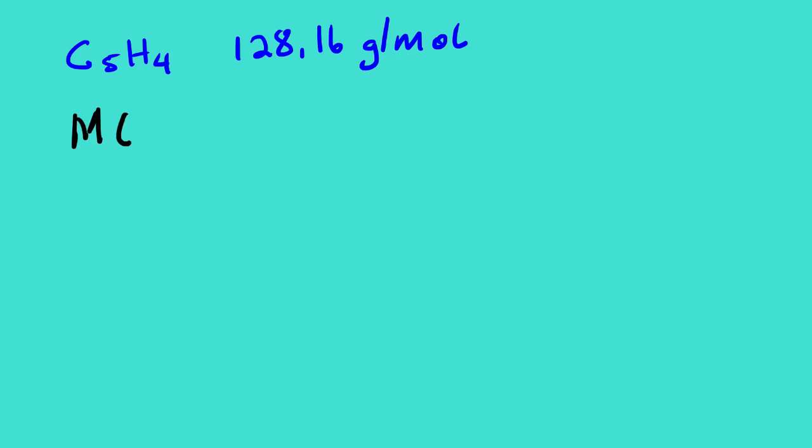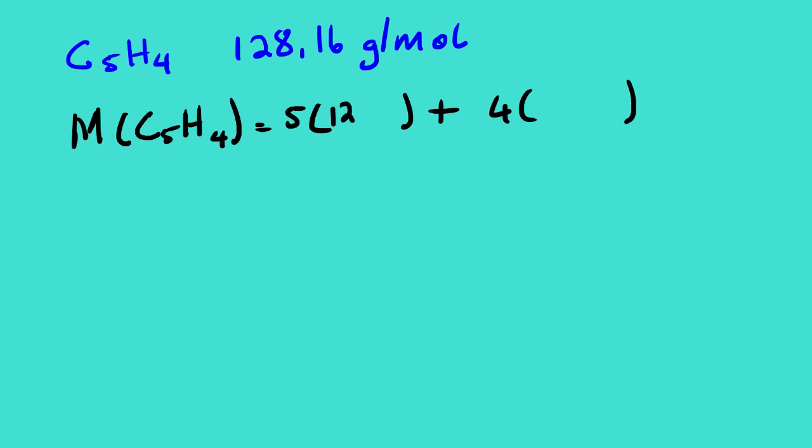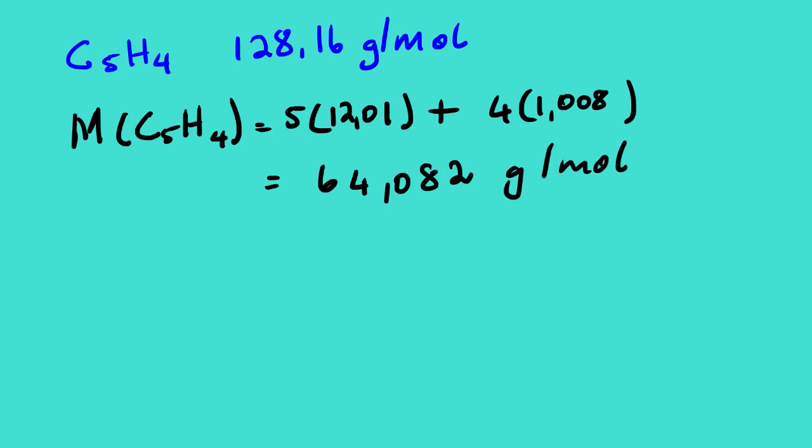Now we said we need to calculate the molar mass of the empirical formula. So we have 5 of carbon plus 4 of hydrogen. Carbon is 12.01, hydrogen is 1.008. We find our molar mass of the empirical formula is 64.082 grams per mole. So in this case, we are going to find our ratio.